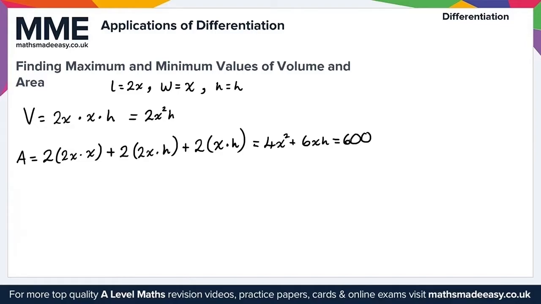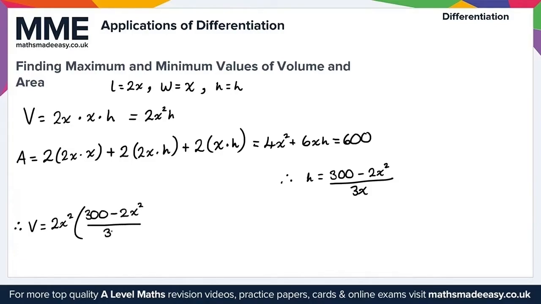Now, of course, we only want to differentiate in terms of one variable. So what we'll do here is transform the second equation to h equals. So h equals (300 minus 2x squared) over 3x. We've just rearranged this equation to be in terms of h. What we can do with this then is plug it back into our equation for the volume. So V is equal to 2x squared times h, where h is equal to this expression, 300 minus 2x squared all over 3x.